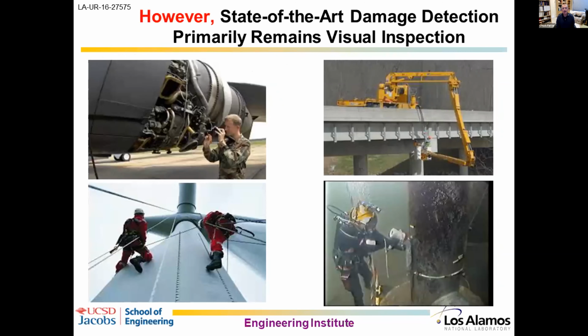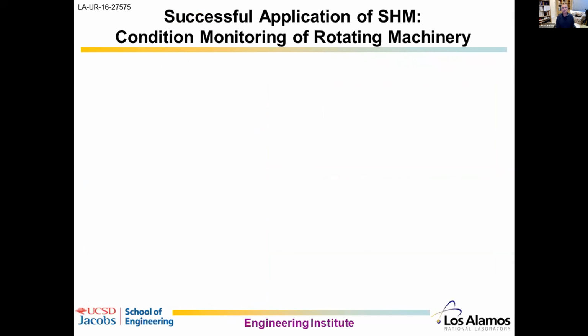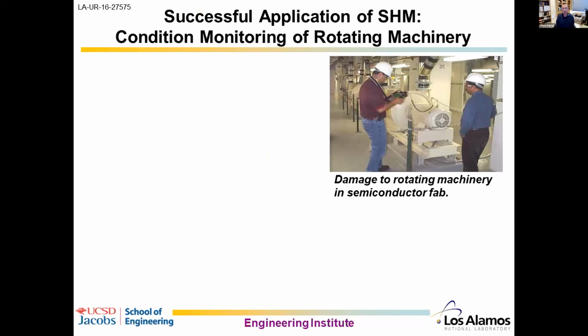But the reality is, in most cases, the state of the art for doing real world damage inspection detection is visual inspection, and then sometimes supplemented by local non-destructive evaluation. So again, let's look at this issue with the rotating machinery, where the structural health monitoring has made the transition from research to practice. And what are some of the reasons for that?